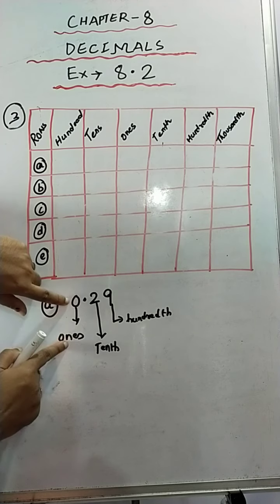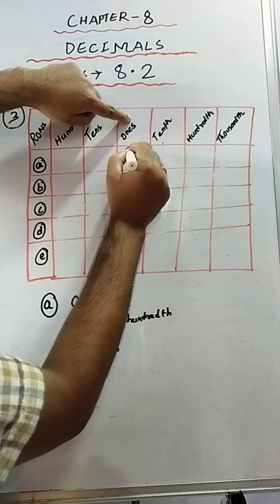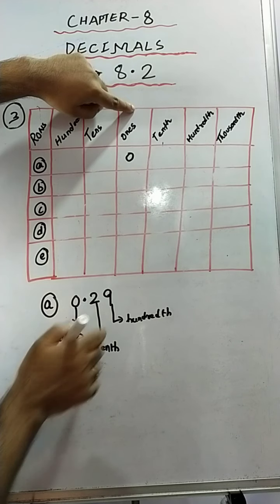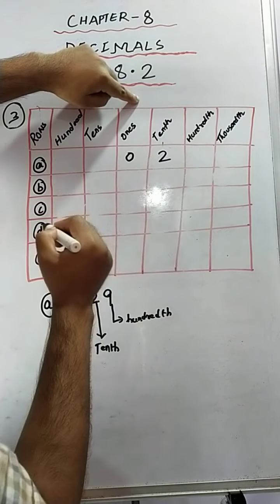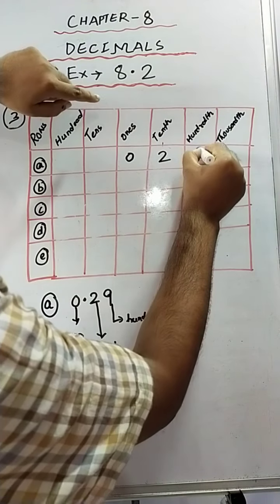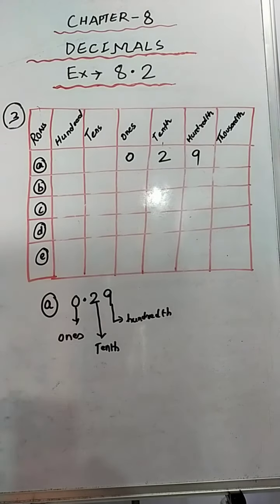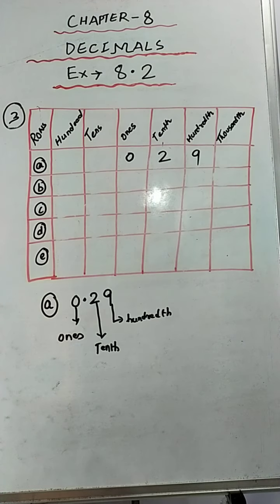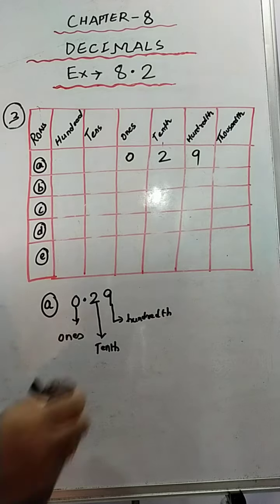So 0 will be put under the ones column. Here we put 2. The place value of 2 is what? Tenth. So you will write 2 under the tenth column. And what is 9? Hundredth. So you will write it here. This is how you will place all the decimal numbers in the place value chart. Okay. Now let's do sum number B.